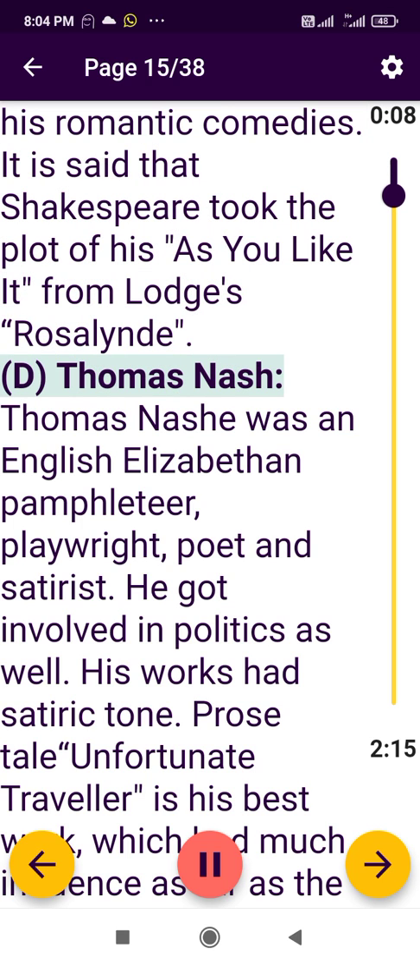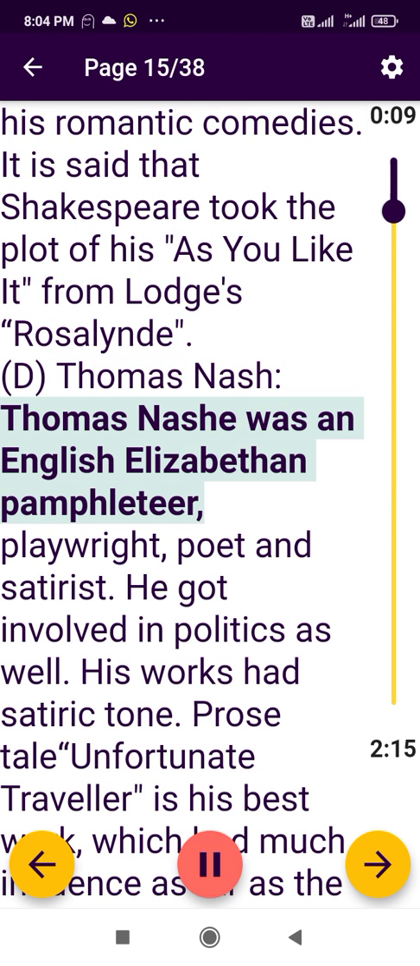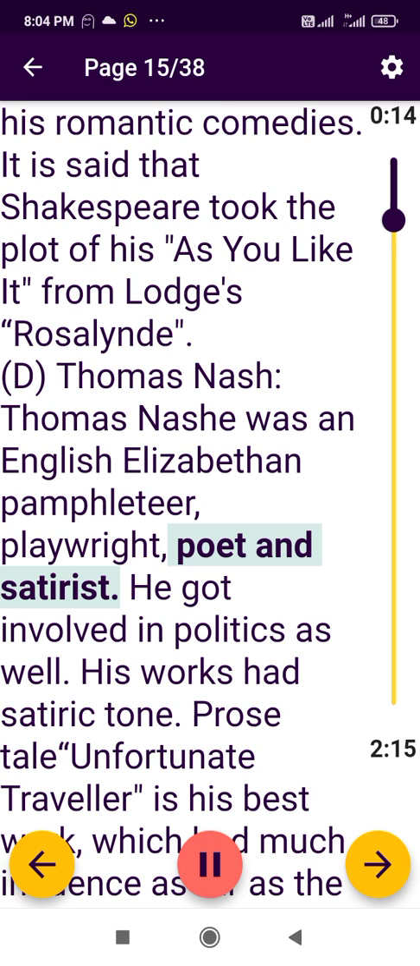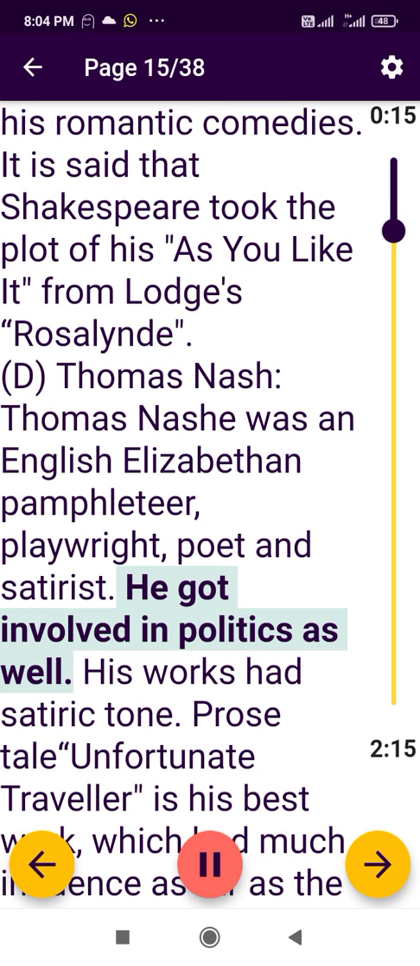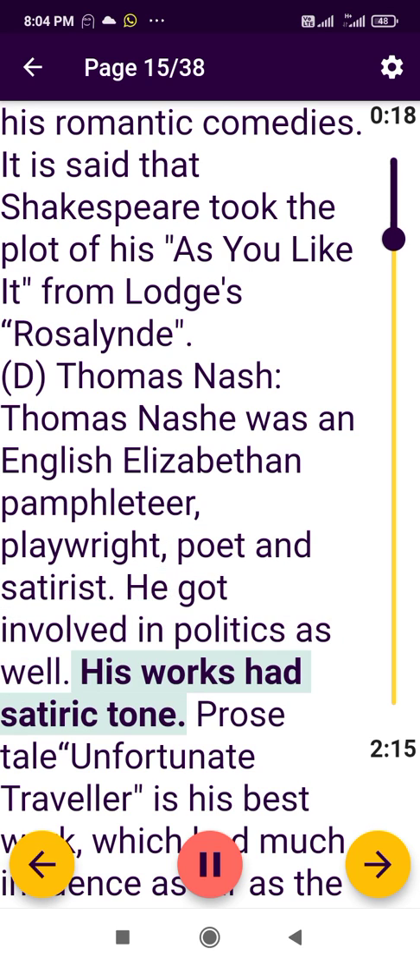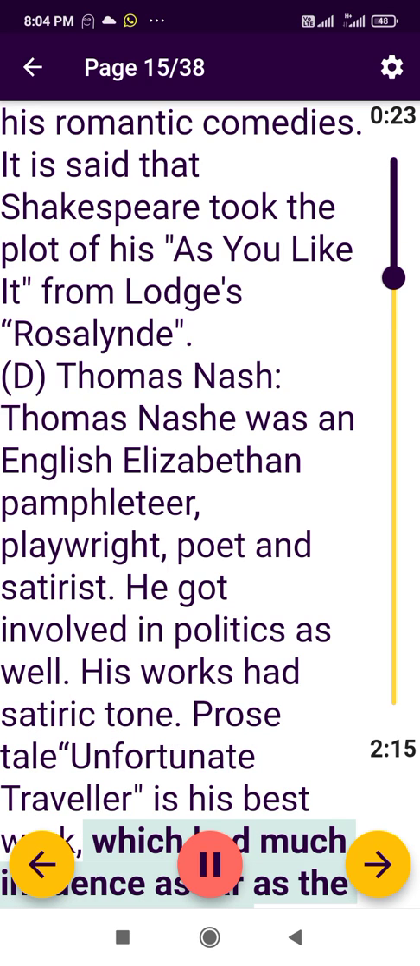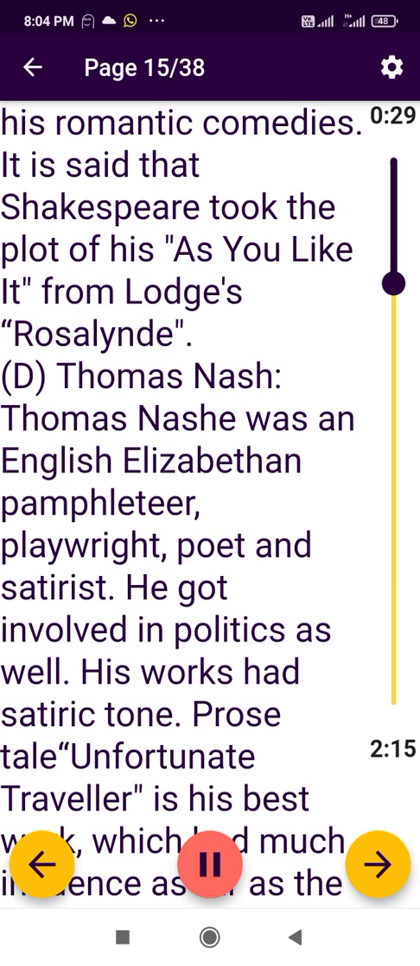D. Thomas Nashe. Thomas Nashe was an English Elizabethan pamphleteer, playwright, poet and satirist. He got involved in politics as well. His works had satiric tone. The prose tale, The Unfortunate Traveller, is his best work, which had much influence as far as the development of English novel is concerned.